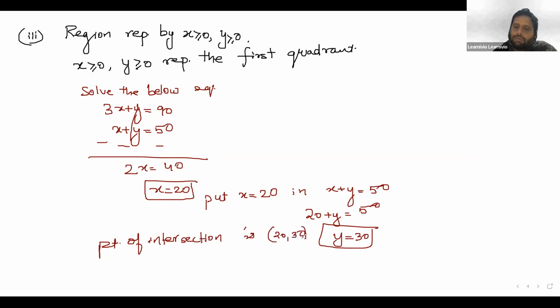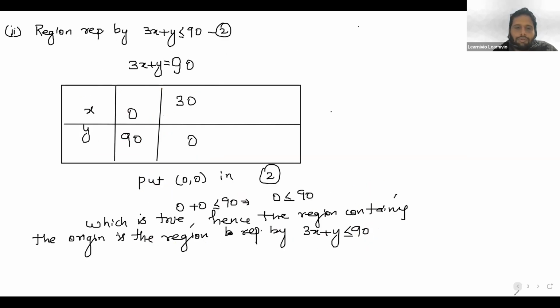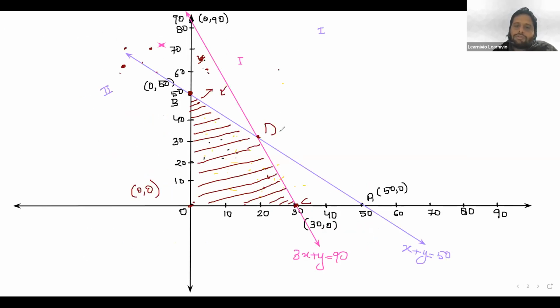Okay, someone has sent a question. Good, that's correct. So this point is 20 comma 30. But please do not use the graph to find the point of intersection. Always solve the equations. Now, if you see the corner points, you have 1, 2, 3 and 4 corner points.